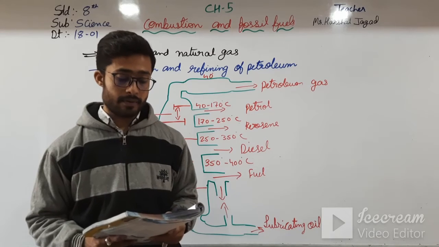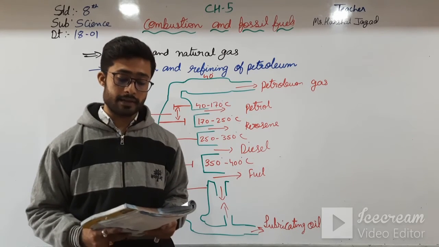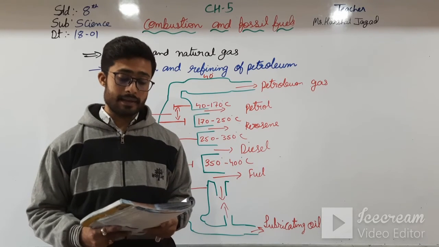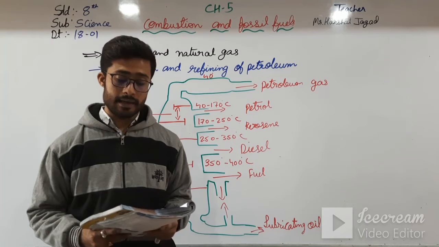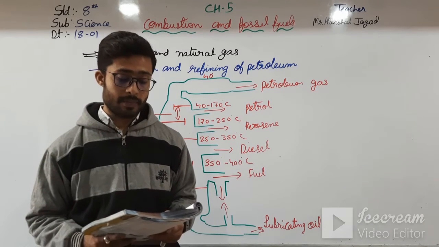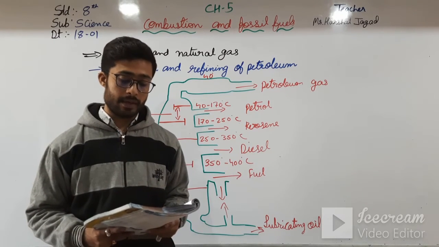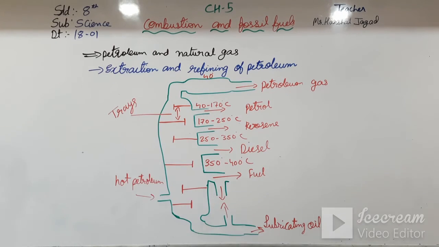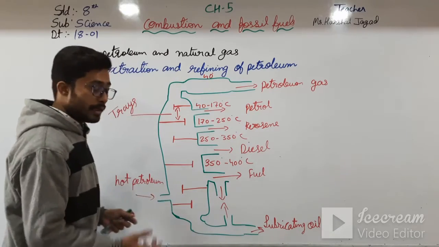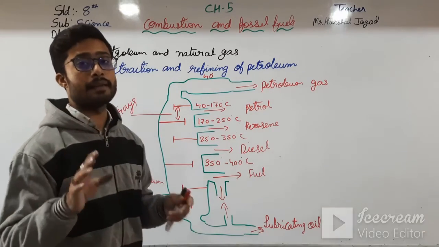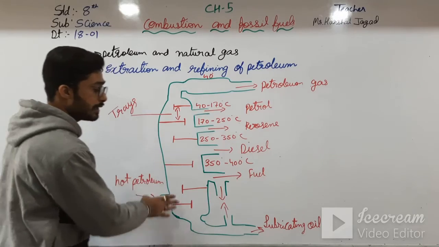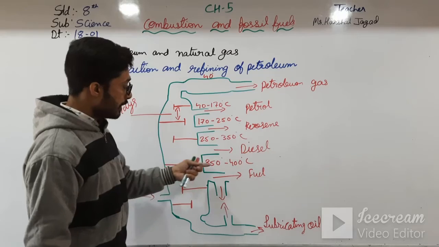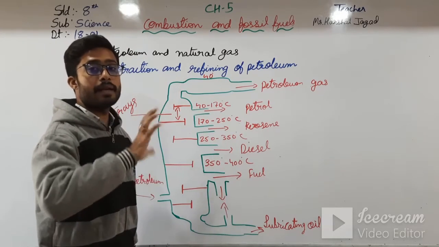Then as the vapor moves up through the column, each fraction cools and condenses at a different temperature and gets collected in the trays present at different heights. Uncondensed hydrocarbon fuels pass out of the column. The main products obtained are shown in figure 5.8. So what happens? When the hot petroleum is let in, it is above 400 degrees Celsius. And then as you can see here, the temperature is maintained over here.